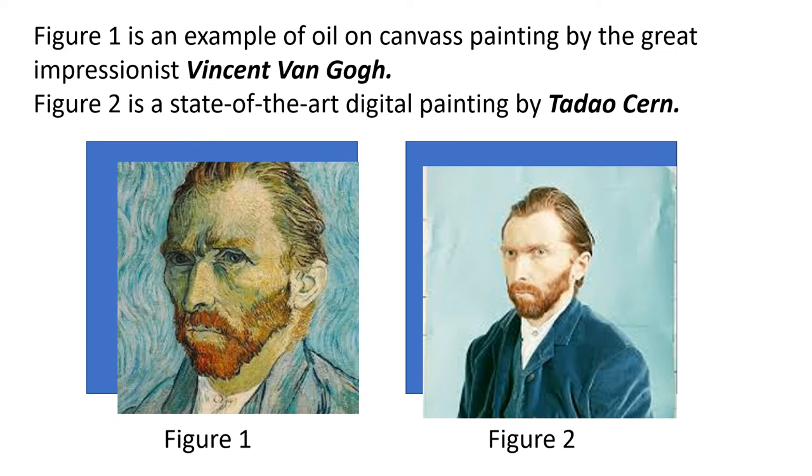Figure 1 is an example of oil on canvas painting by the great impressionist Vincent van Gogh. Figure 2 is a state-of-the-art digital painting by Tallow Cern.